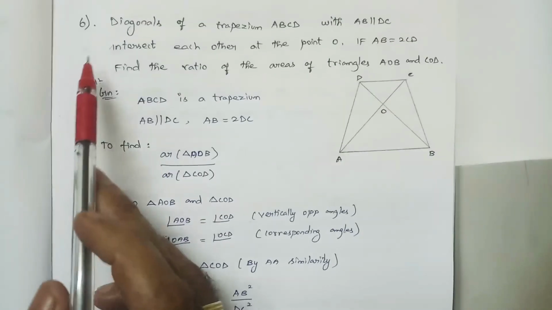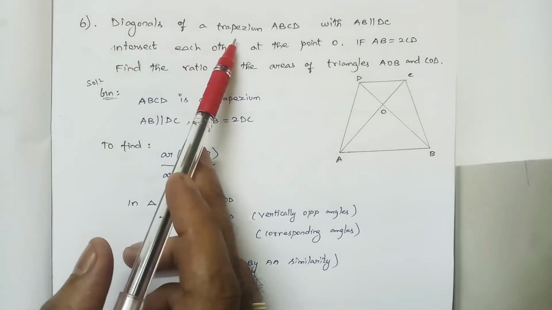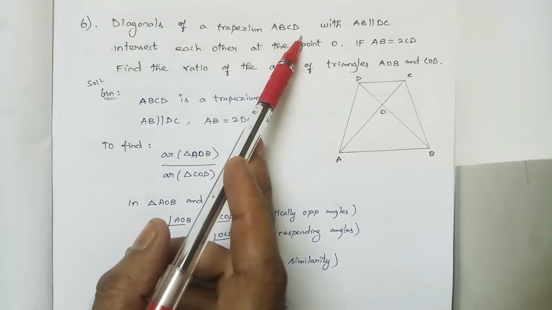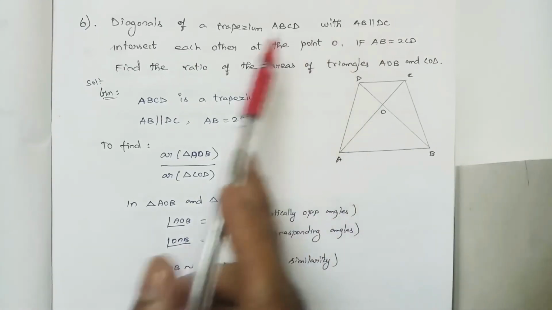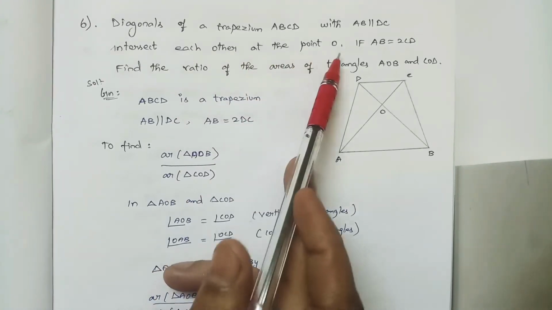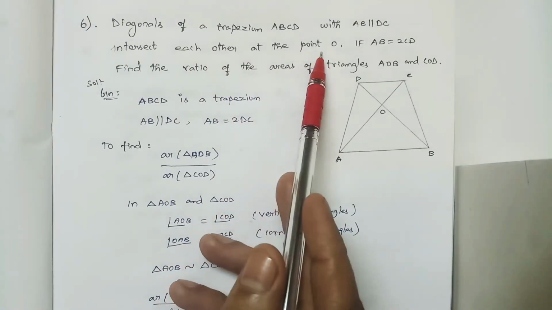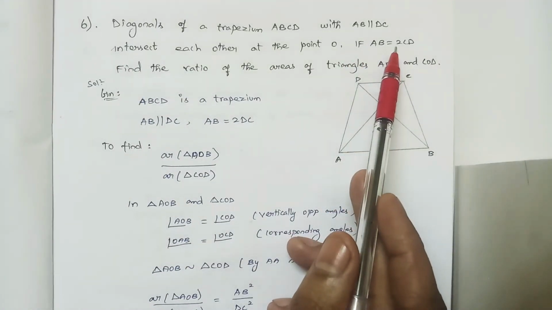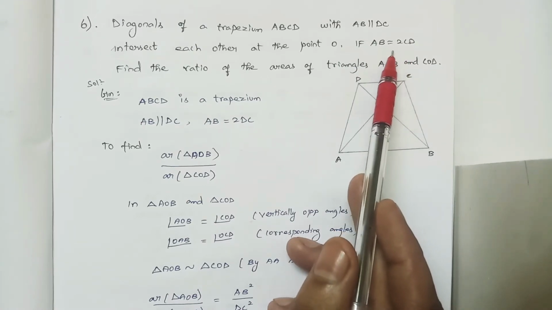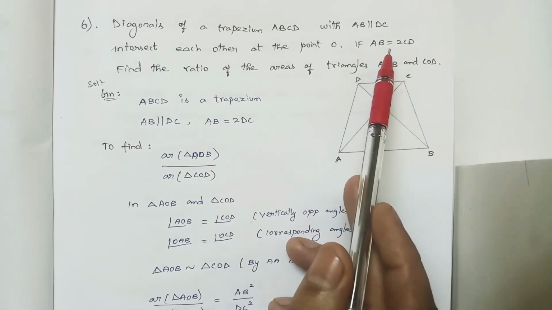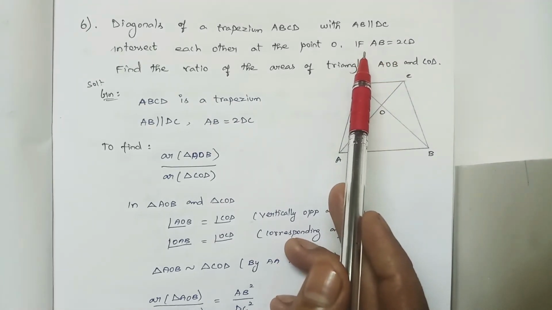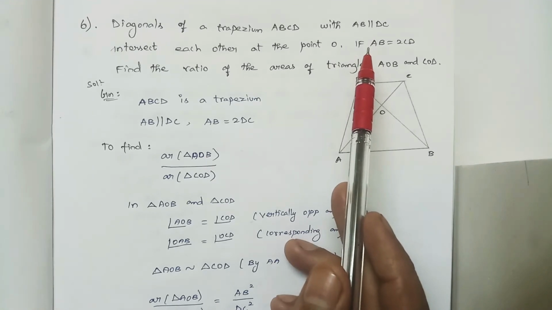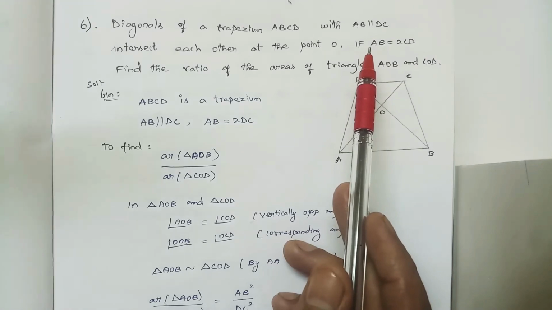Okay, so number 6. Diagonals of a trapezium ABCD, with AB parallel to DC, intersect each other at the point O. If AB is equal to 2 times CD, this is the given. With the help of this given alone, we are going to find the ratio. We are going to remove the variables. Ratio means always it will be numbers, like 1:2, 2:3, 3:4, or 5:10.